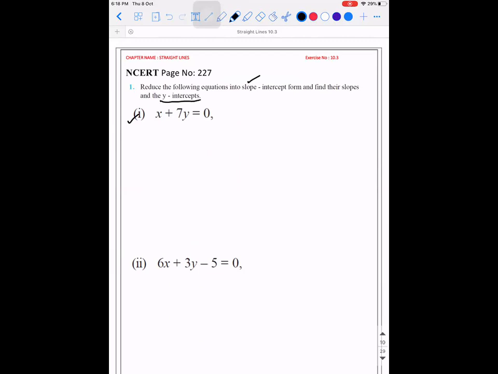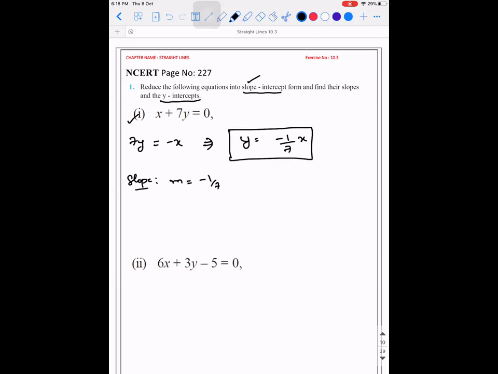So x plus 7y is equal to 0. Since they are saying slope-intercept form, let's do this rearrangement. 7y is equal to minus x, y will be equal to minus 1 by 7 times x. So what is the slope? Slope is minus 1 by 7. Y-intercept is 0, because I'm comparing this with y is equal to mx plus c, m is minus 1 by 7, c is 0. Similarly, the next one, 6x plus 3y minus 5 is equal to 0.